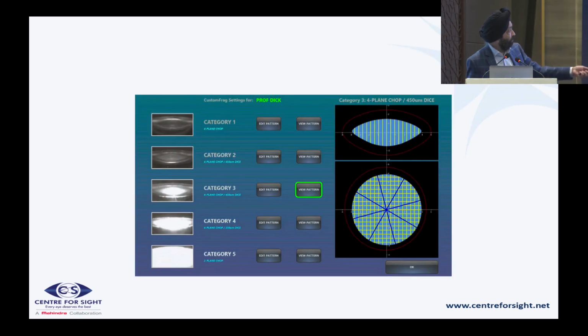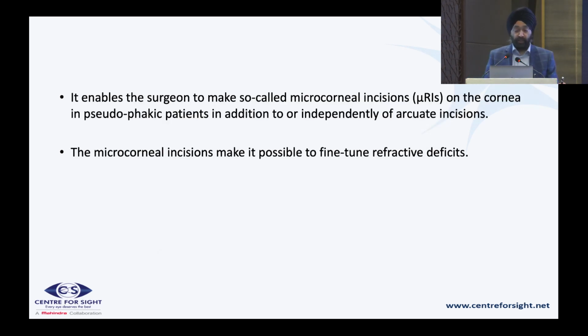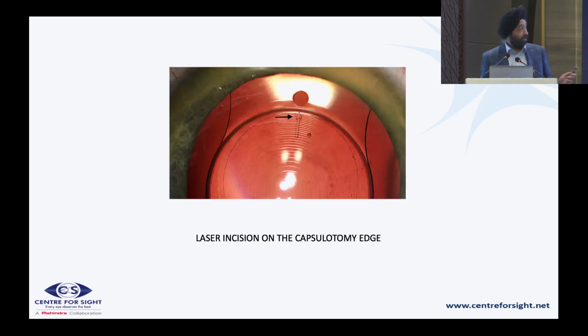It can give you the patterns. See, this is category 1, 2, 3, 4. As you keep on going into harder cataracts, it's going to customize the nucleotomy techniques, and this will enable the surgeon to also make microcorneal incisions on the cornea in pseudophakic patients, independent of the arcuate incision. So you can see that these are laser incisions that you can do. It also makes, at present, incisions in the capsulotomy so that the toric alignment can be kept.